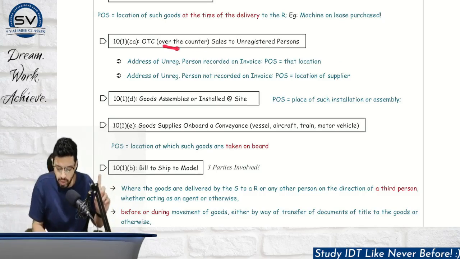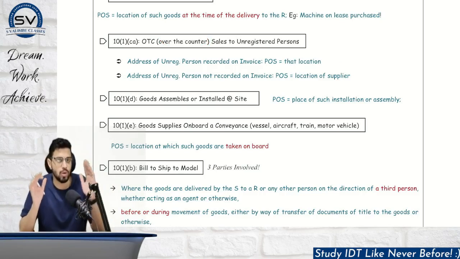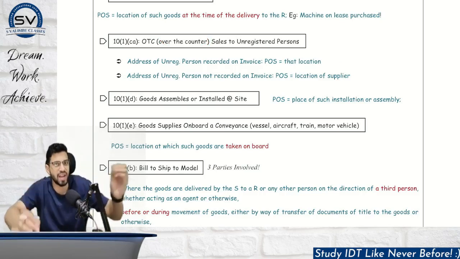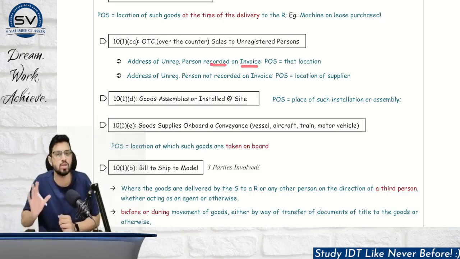So in case of OTC, this will be given in your exam, whether it is an OTC sale or not. In that case, you have to focus and analyze the facts, whether the recipient's location is available on the record of the invoice or not.